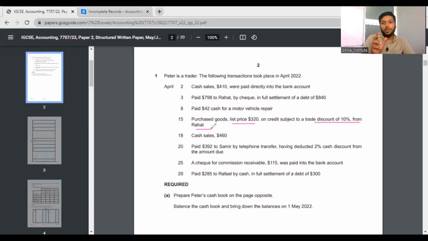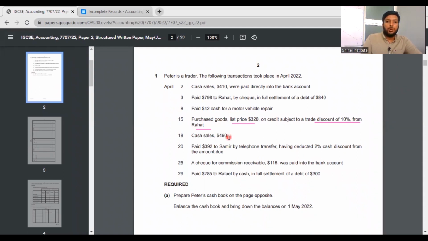So remember that. We're going to exclude the trade discount because trade discount is not part of the books, and you're not going to record those discounts under discount received or discount allowed. As you are purchasing goods from Rahat here, you need to be very concerned. It says purchase goods list price 320 on credit. Credit transactions are not shown under the cash book, because we need to be concerned that only cash transactions should be taken into the book.